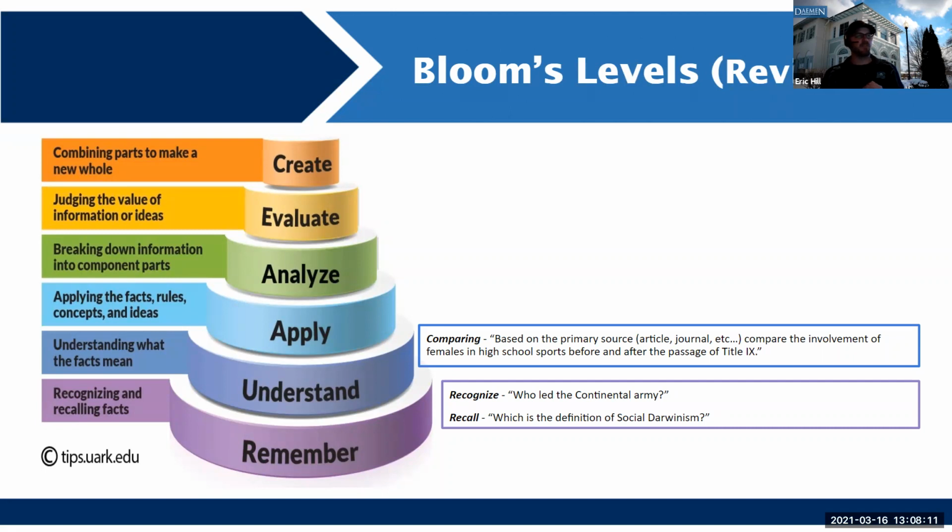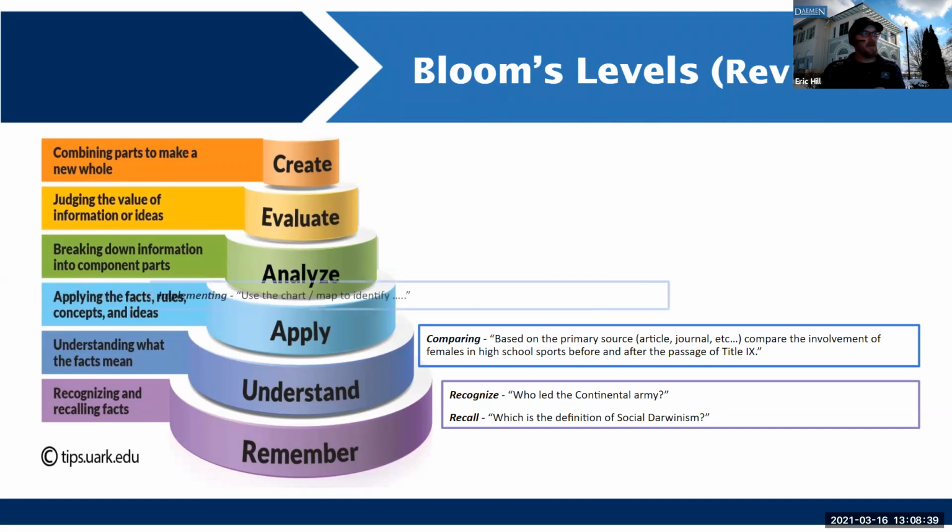Compare the involvement of females in high school sports before and after the passage of Title IX legislation. So in this case, they would have a list of resources in this article and then be able to compare the before Title IX to after Title IX was passed, and then make the comparison of what sort of gains there were for females in high school sports, specifically the way this question was geared.